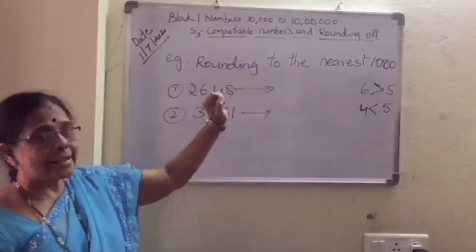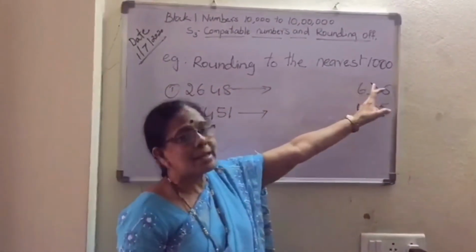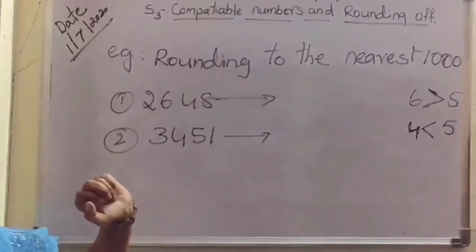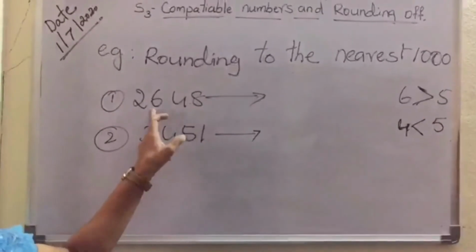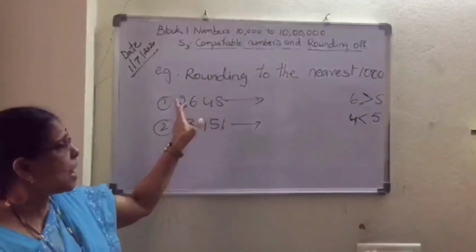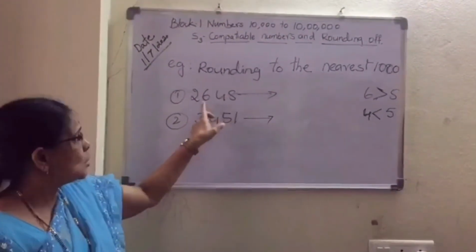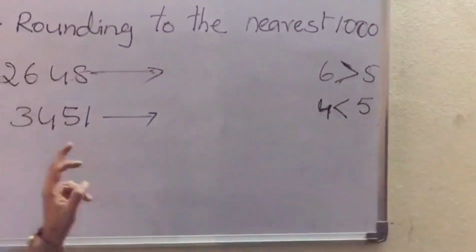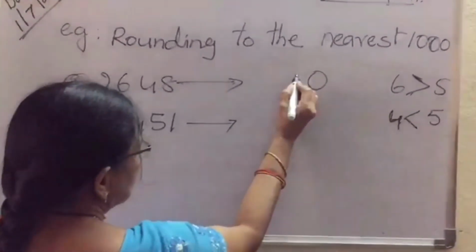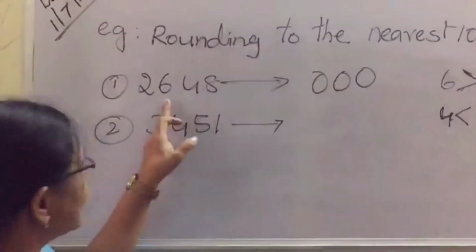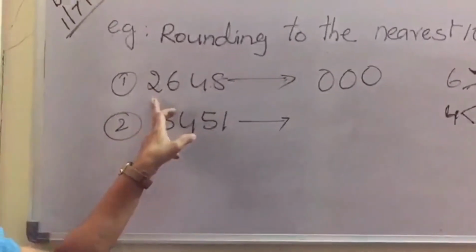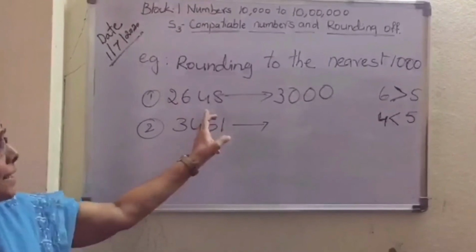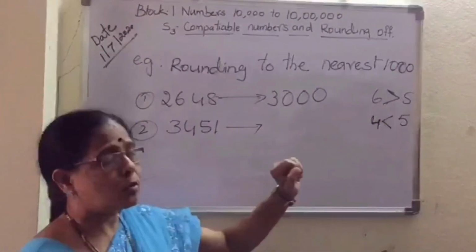See now the third example, rounding to the nearest 1000. Now we are doing thousands place rounding. For rounding in the thousands place, we have to check the hundreds place. Here 6 is there. 6 is greater than 5. So what will we do? 0, 0, 0. Here 6 is there, so this number will be changed. So 2648 is rounded to 3000.